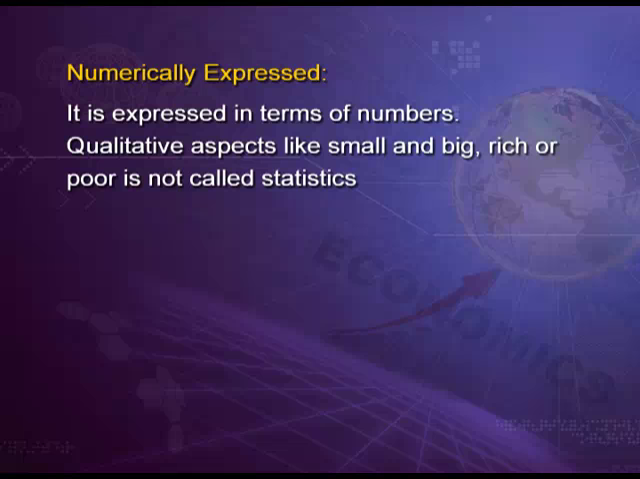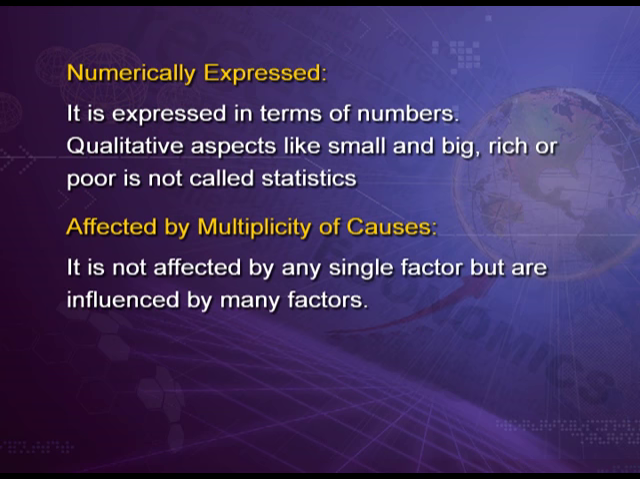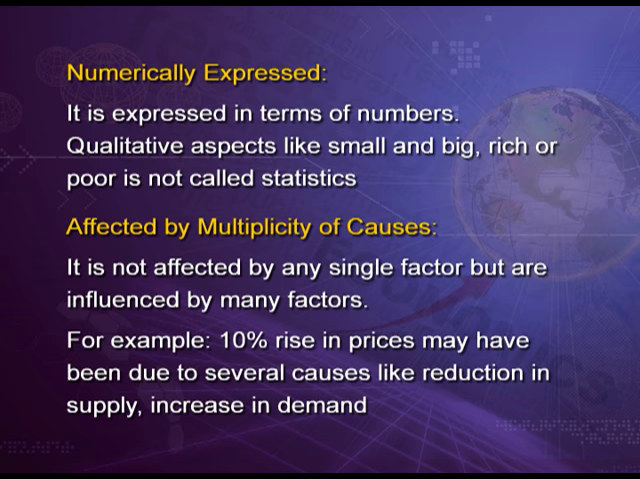The next feature is that it is affected by multiplicity of causes. What does it mean? It simply means that it is not affected by any single factor, but is influenced by so many factors. For example, a 10% rise in prices may be due to several causes like reduction in the supply, or it may be due to an increase in demand.